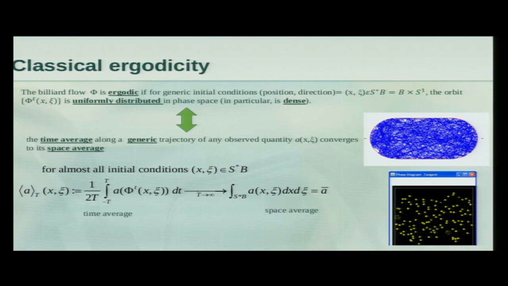Or another way to say it is that if you take a quantity which depends on position and momentum or direction and average it along a generic trajectory, compute a time average, then you will recover the average of that observed quantity in phase space. So this is one definition of ergodicity. So for almost all initial conditions, the time average, denoted by triangular brackets here, along the trajectory will converge to the average of the observable on phase space. Okay, so this is classical ergodicity.